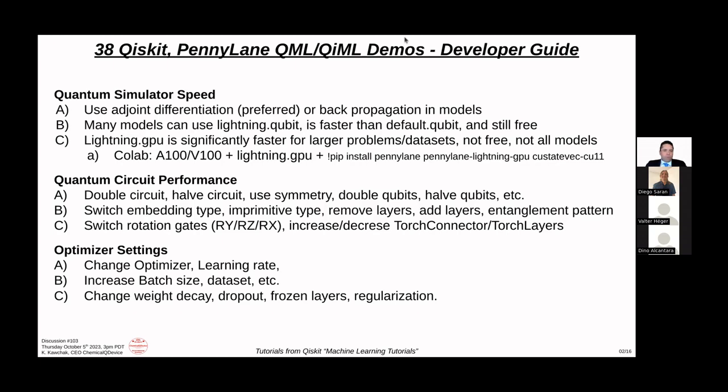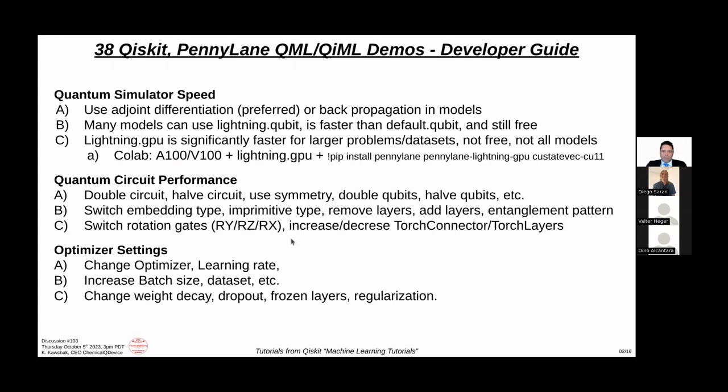Now, for circuit performance, a lot of it is still, I would say, experimental. I think very few people can say definitively when to double the circuit or halve the circuit, when to use symmetry, when to double the qubits, halve the qubits, or go up by odds or by evens. These are the types of things you can do. You can also switch the embedding type. Qiskit has Z and ZZ feature maps; one has entangling, and it's a lot bigger computational cost.